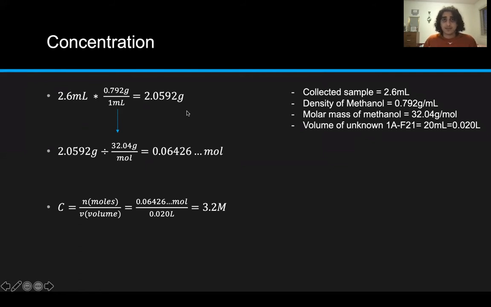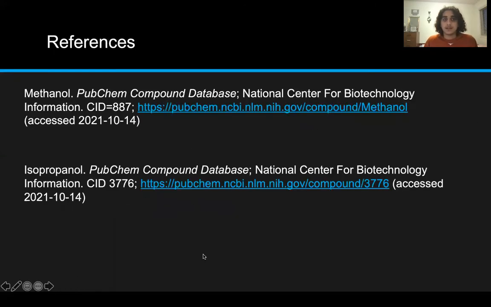Now that we have the mass of methanol, we can divide that by the molar mass of methanol, giving us the moles of methanol. And now that we finally have the moles of methanol, we can plug it into our equation. Concentration is equal to moles divided by volume, with volume being the total volume before the distillation, which was 20 milliliters or 0.02 liters. When we do this, we find that our concentration of methanol was in fact 3.2 molar. And so the sources that I referenced are right here.